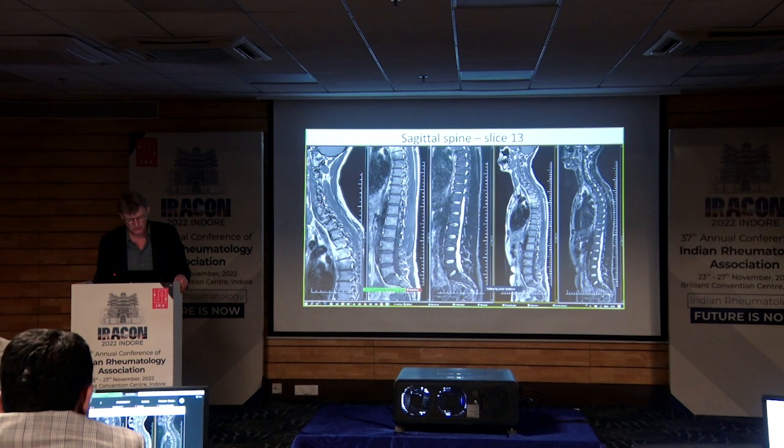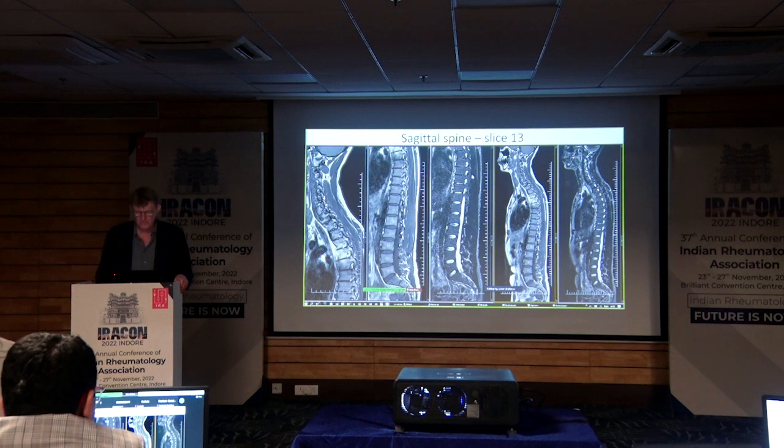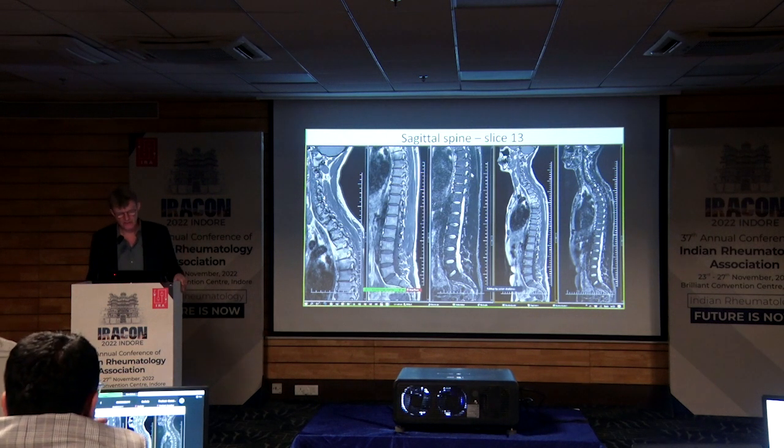You have the pedicle going backwards, sending a process upwards and a process downwards, forming the facet joint, which is located here. And you can see that also on the STIR image. So it's behind the vertebral body. Here's the facet joint. If you had an inflammation there, then this area would be bright on the STIR sequence, just like it was in the sacral joint.